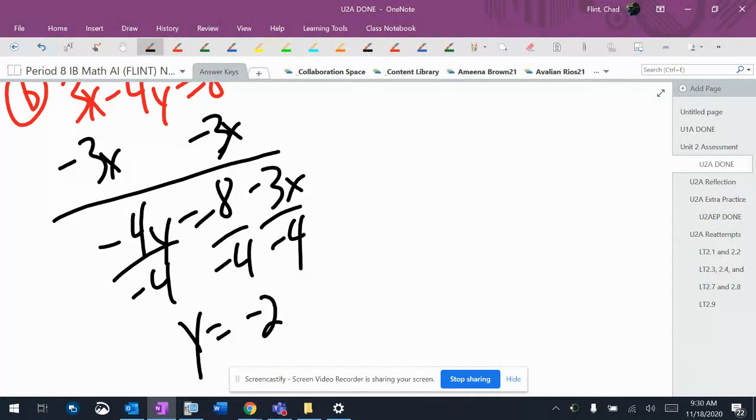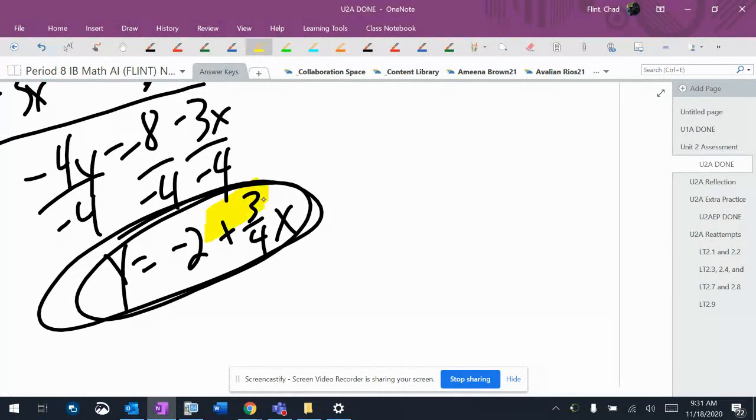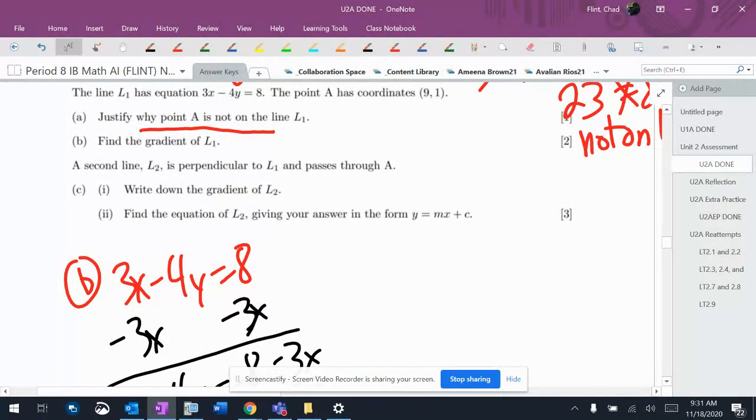So -2, negative over negative is a positive. So there is my equation of my line. The gradient is the fraction that is in front of the x. So the gradient for part B is that right there. That's the gradient. Now I'm going to have to use that in the next questions, I'm sure. So B is done.